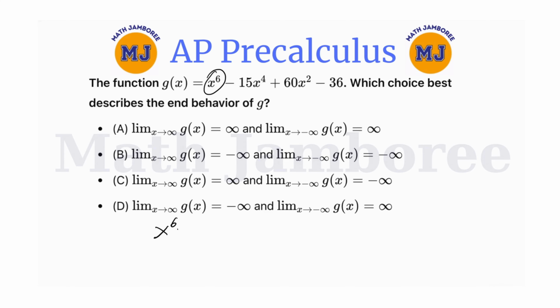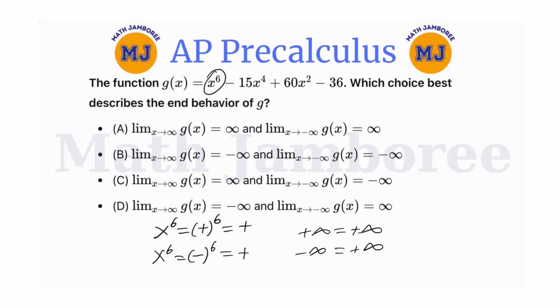X to the power of 6, as x approaches positive infinity, I'm going to substitute a positive value for it. So it turns out it's positive. X to the power of 6, when x approaches negative infinity, I'm going to substitute a negative value. Since the exponent is an even number, this is also going to turn into positive. So in both cases, g will be leading to positive infinity. So because of that, choice A will be the correct answer for this specific question.